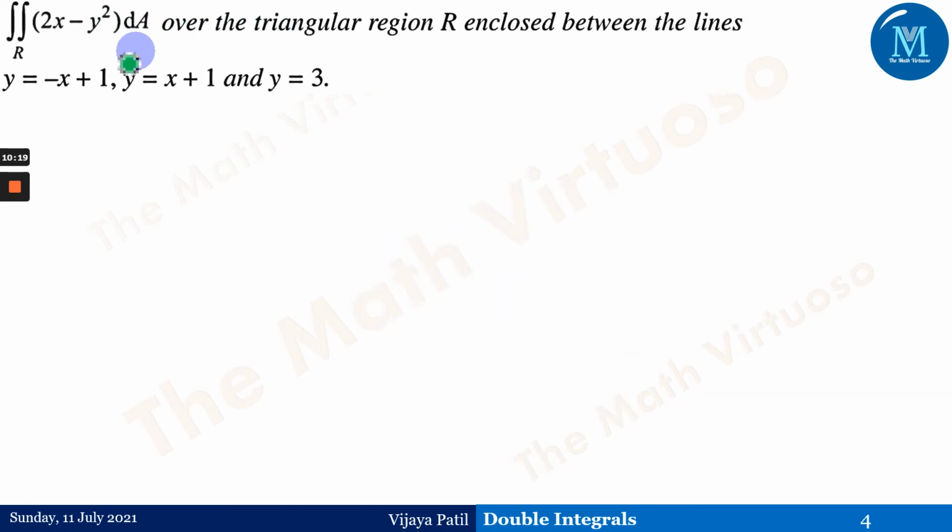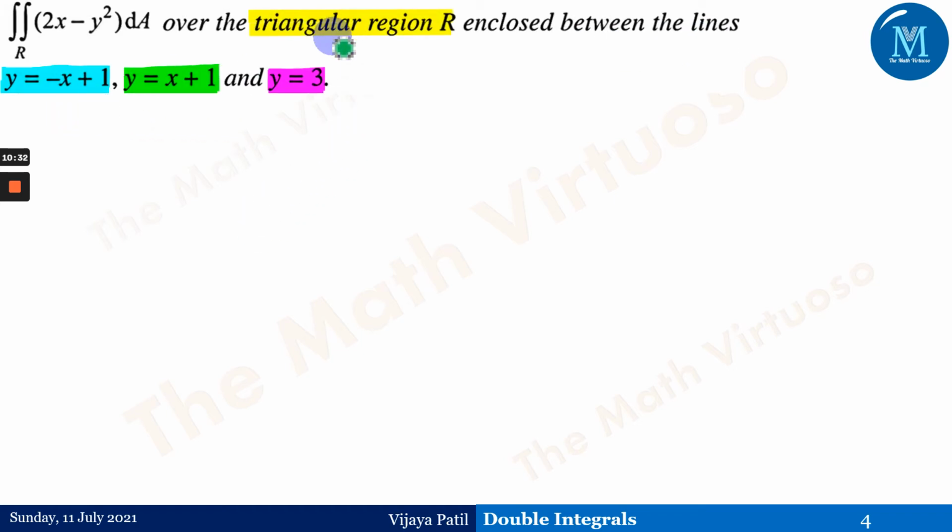Okay, so the second question goes as the double integral of 2x minus y square over R, dA, over the triangular region R enclosed between the lines y is equal to this. So that means what we have got here. First of all, we have understood that this has been given to us as a triangular region, and y is equal to minus x plus 1, y is equal to x plus 1, and y is equal to 3. These are the three different curves that have been given to us.